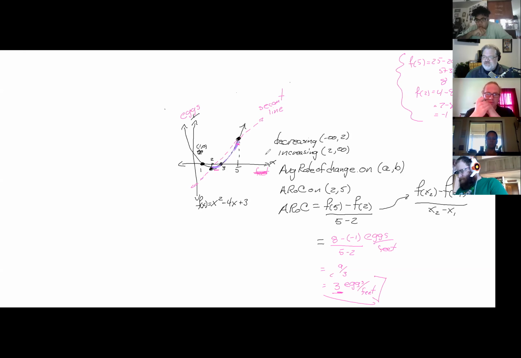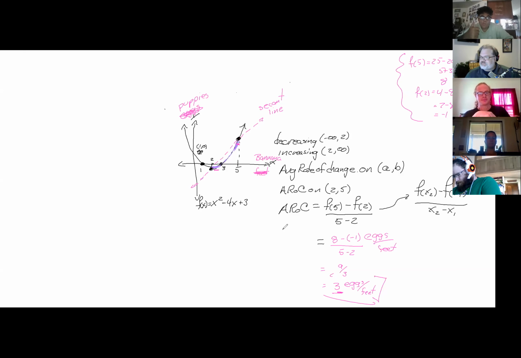If this was, say, bananas, and this was puppies, what does this 3 represent? Between 2 bananas and 5 bananas, we are increasing at 3 puppies per banana. I have no idea what that means, but it doesn't matter. If those are the units, that's what this function is saying. Fair?